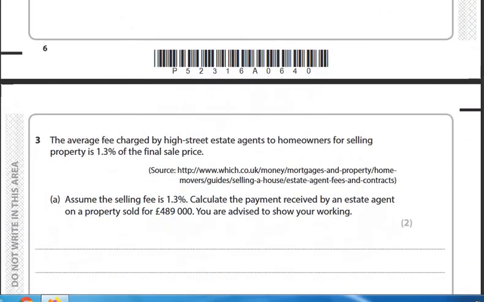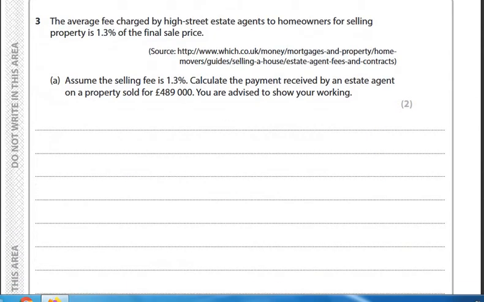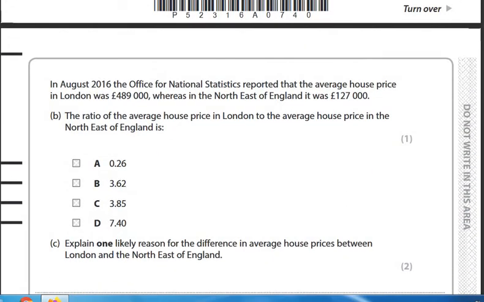So this is an exam that you're taking after 2 years, and some of this material here you covered very, very early on in the course. So the ability to retain knowledge over a long period of time is incredibly important in this exam. Question 3 is not really economics in my view. It's just applying a percentage for 2 marks, no problem. You should be able to do that in less than 2 minutes, surely.